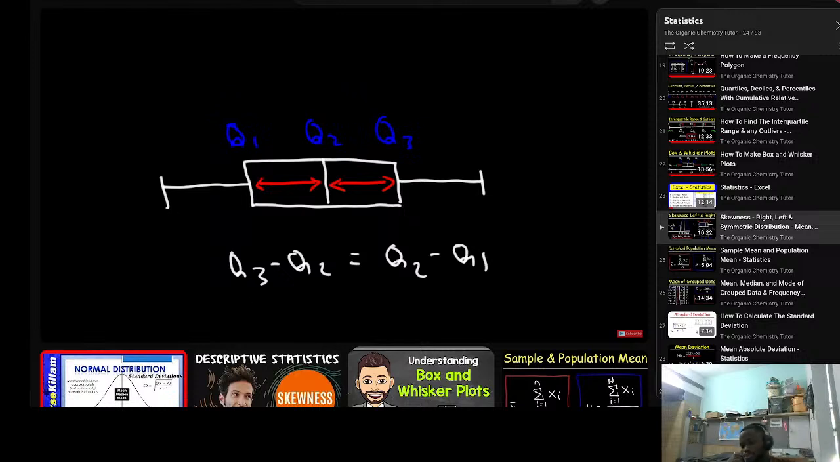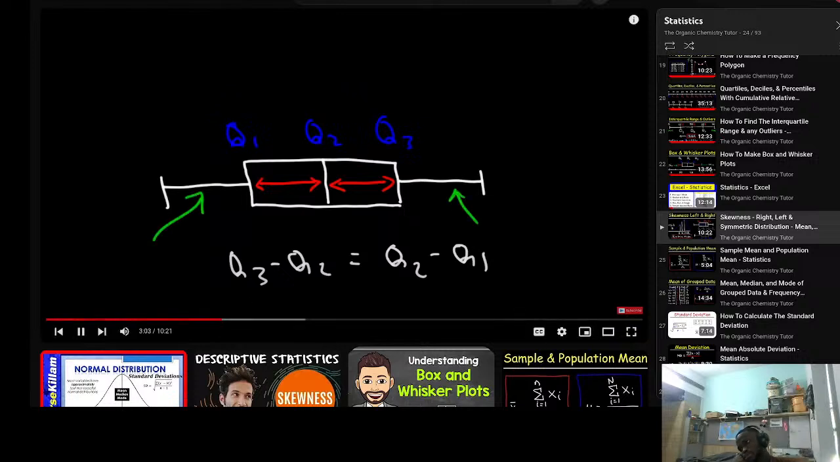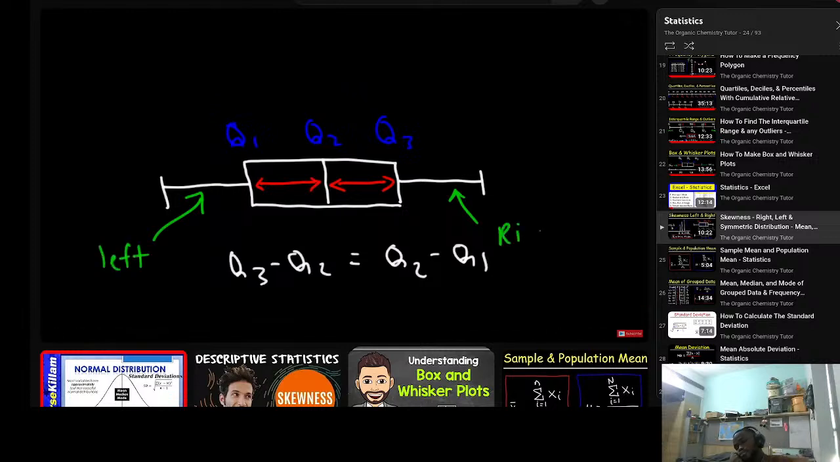The second thing is the length of the whiskers. The whisker on the left is equal in length to the whisker on the right. So everything about this box plot is symmetrical.